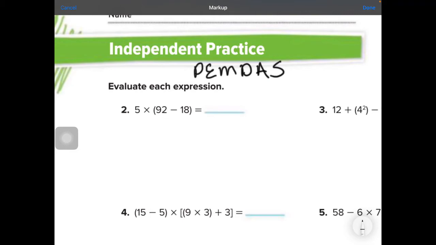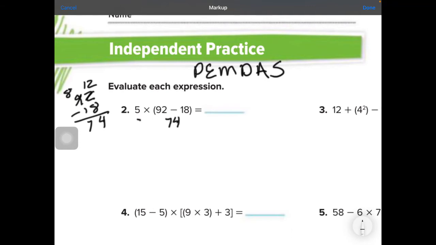Okay, so I don't see any powers in number 2, but I do see some parentheses that we need to do. So in the parentheses, if we have 92 minus 18, do your work over here to the side. 8, 9, 10, 11, 12. 8 minus 1 is 7, so I'm going to put 74 right here.